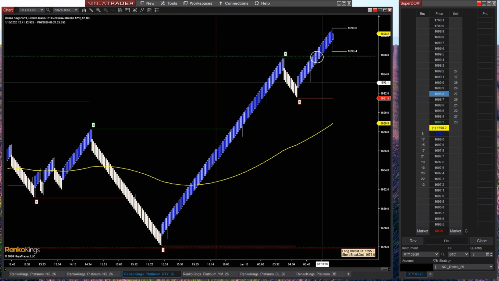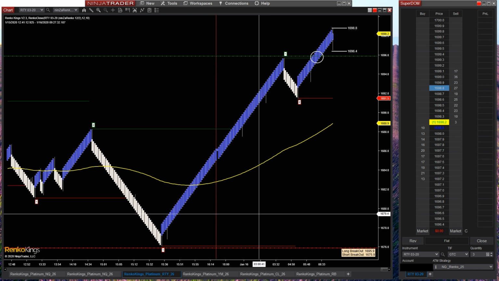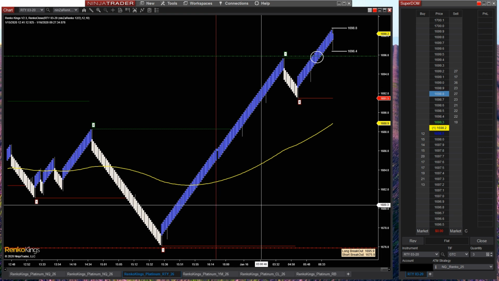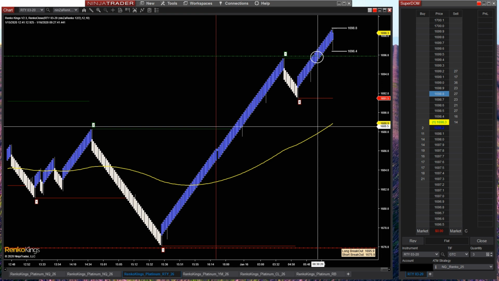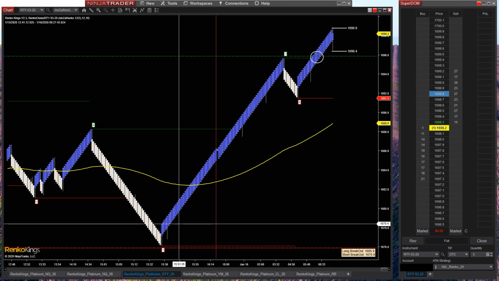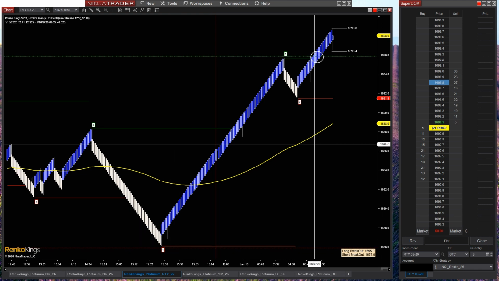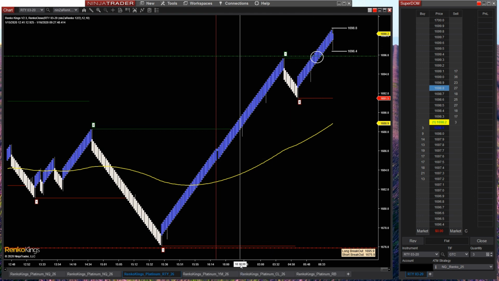Pretty simple setup, right? Mark your breakout area, wait for a breakout, and wait for a signal. Not a lot to talk about on this chart, right? But the RTY tends to not be as messy as the NQ or YM can be sometimes. So that's why I enjoy trading it.